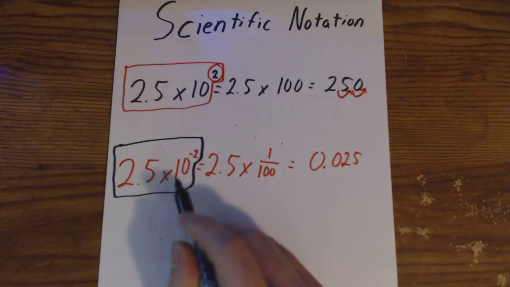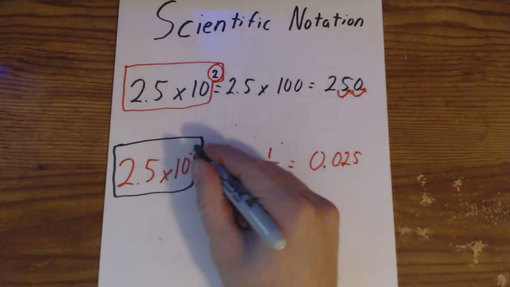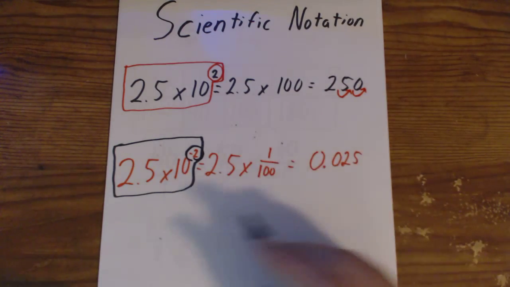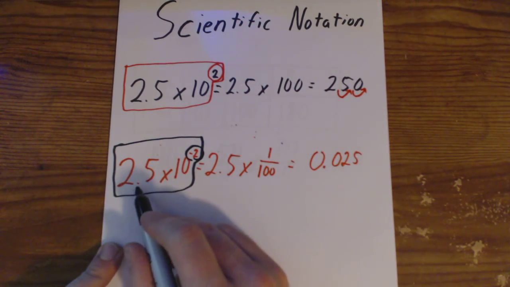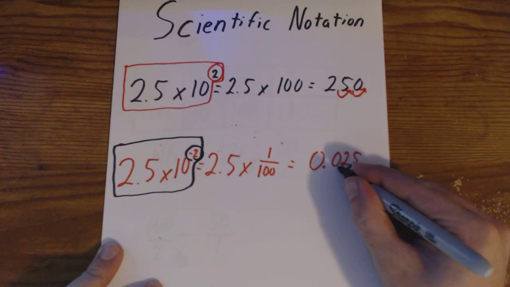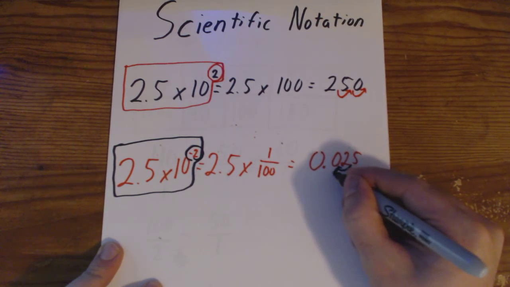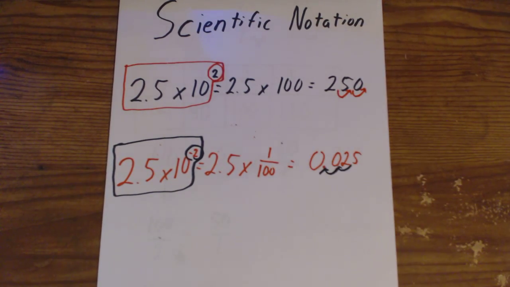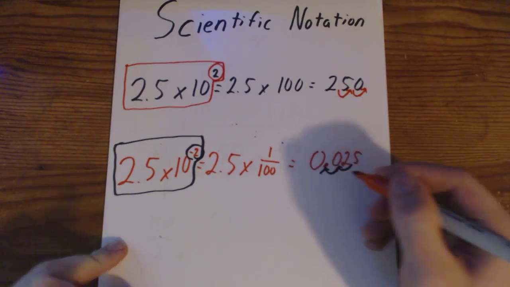Let's compare that with this one. We had 2.5 times 10 to the negative 2. And so we have a negative 2 this time. Look at this. We started with a decimal between the 2 and the 5 again. This time we moved it this way once and twice to get an answer of 0.025. Let's make that decimal a little bit more clear for you guys to see.